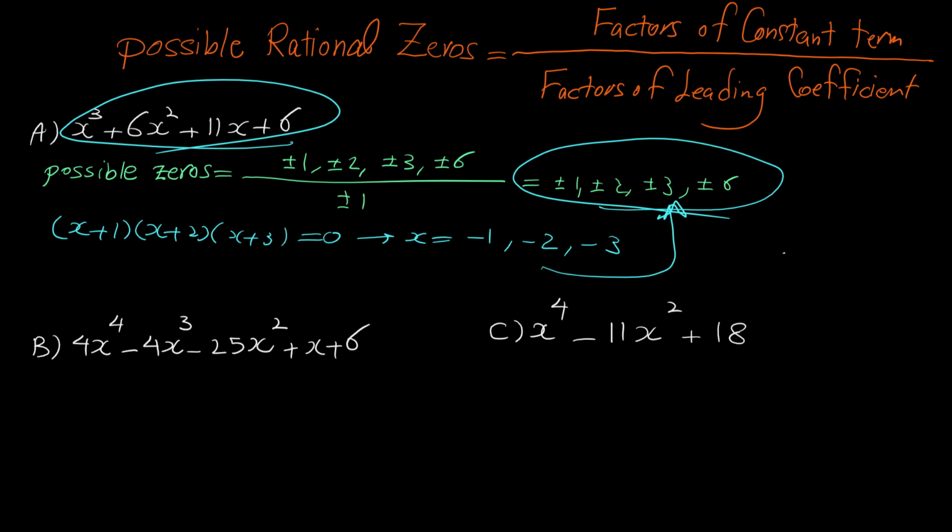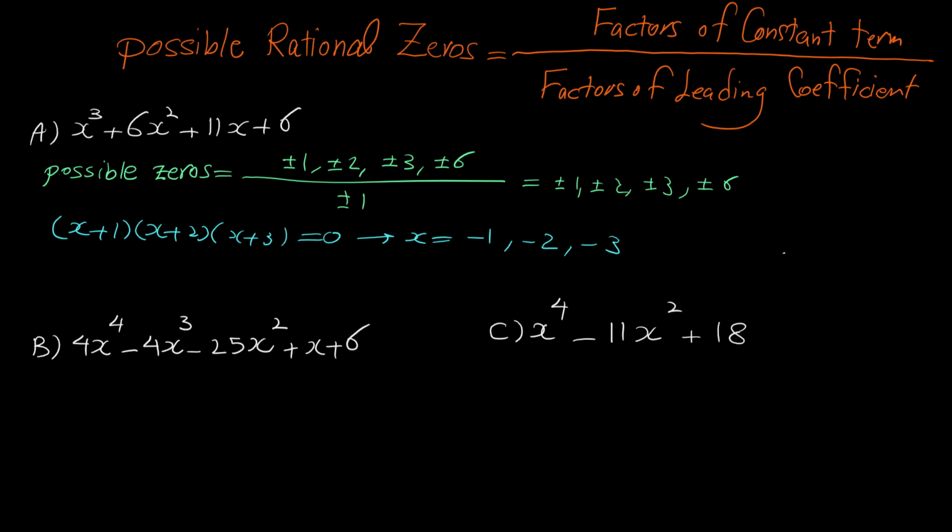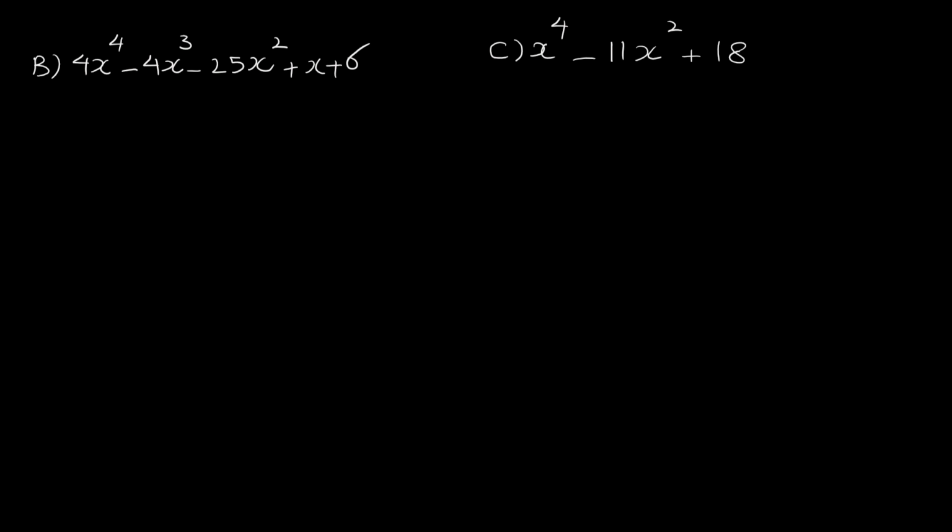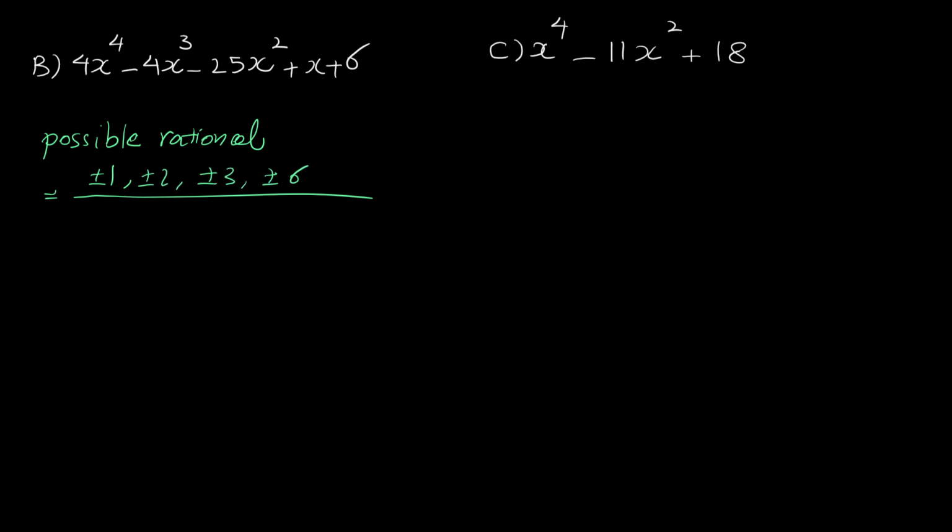Now you should be a little familiar with the Rational Zero Theorem. Let me show you some more examples that are a little more complicated. Look at this polynomial, 4x to the 4 minus 4x to the 3 minus 25x to the 2 plus x plus 6. Based on the Rational Zero Theorem, we know that the possible rational zeros for this polynomial have numerators of plus minus 1, plus minus 2, plus minus 3, plus minus 6, because the constant term is 6.